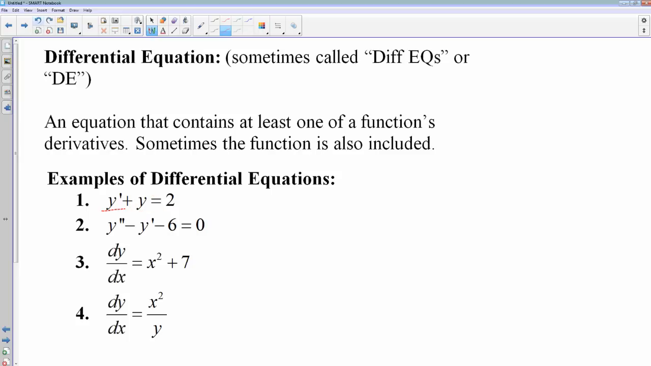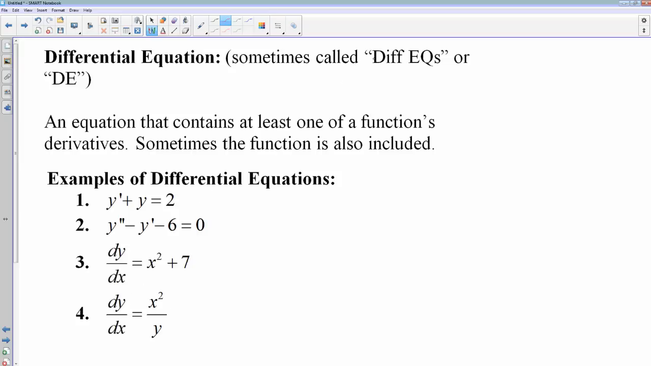They don't have to have y in it, though. Number two has y double prime minus y prime minus 6. Notice there is no y in that one. And then we have dy/dx equals x squared plus 7. That actually looks familiar. That's some stuff we've done before. Dy/dx equals x squared over y. All of these are differential equations.